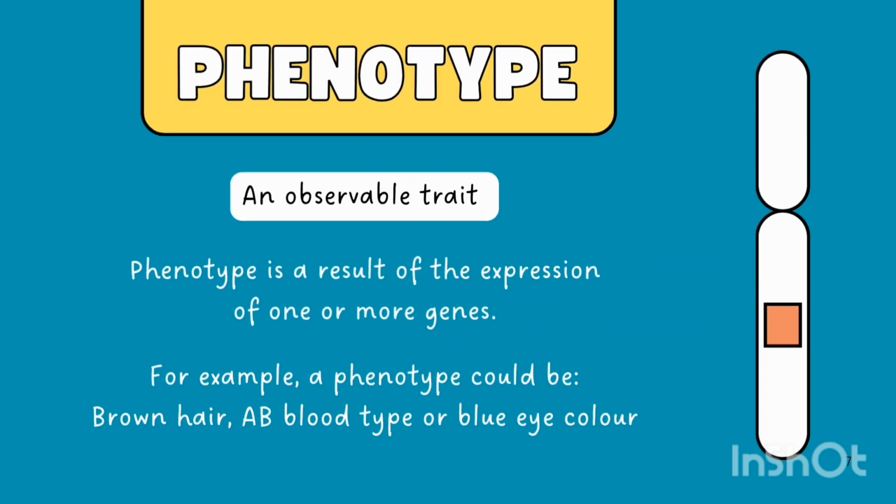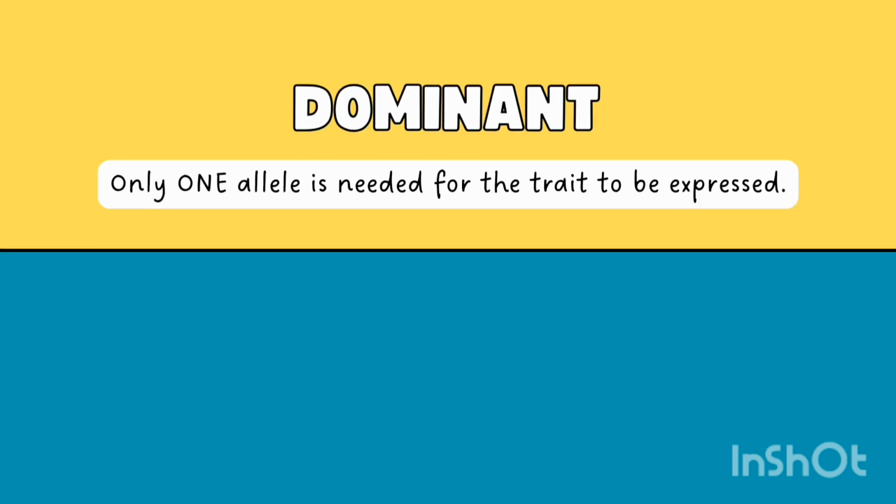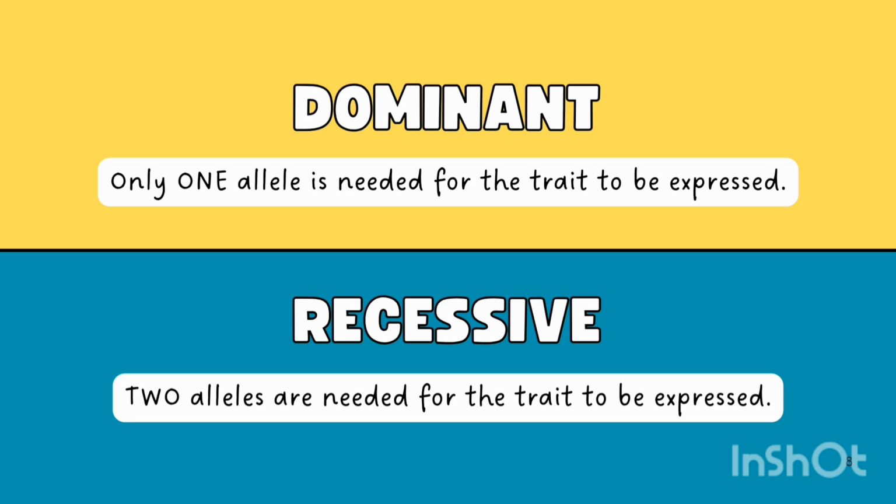Phenotype, an observable trait. Phenotype is a result of the expression of one or more genes. So these are things which can be seen physically. For example, a phenotype could be brown hair, a blood type, or blue eye color.